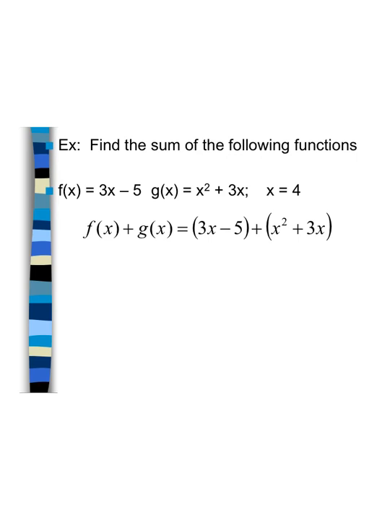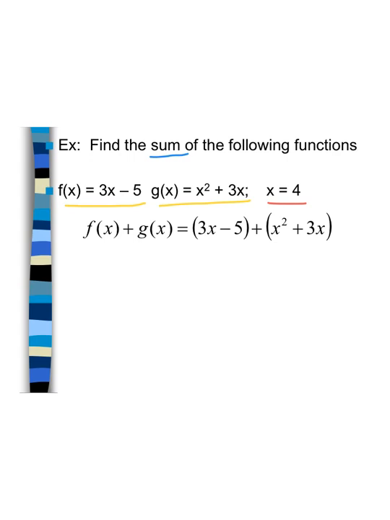For our example here, we are asked to find the sum of the following functions. The first function is f of x, which is 3x minus 5. Our second function is g of x, which is x squared plus 3. So we're going to find the sum first. Once we have found the sum, we're going to evaluate our sum by plugging in an x value of 4. All right, we see we have a first step here.